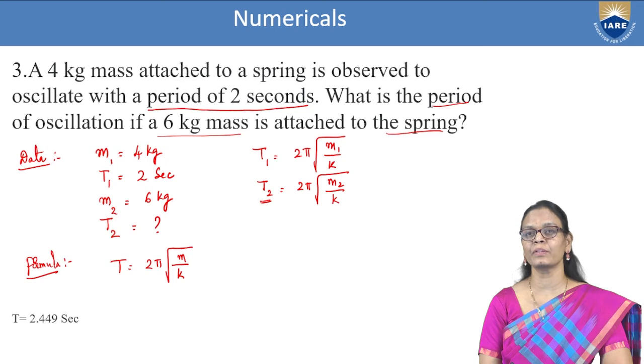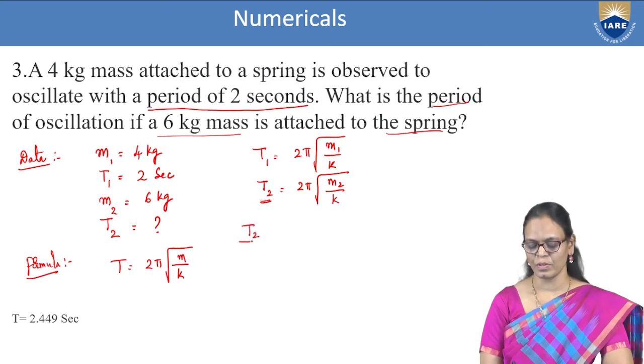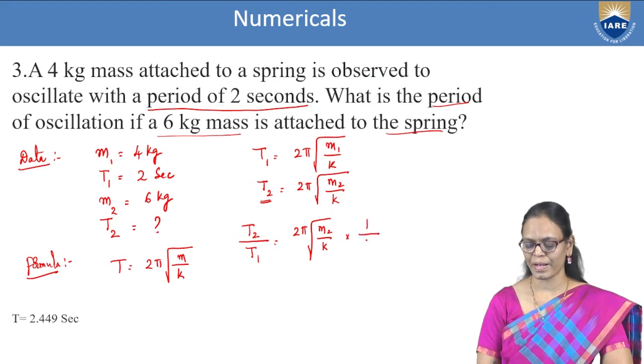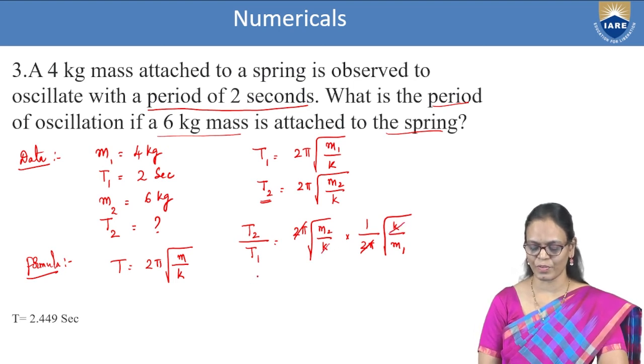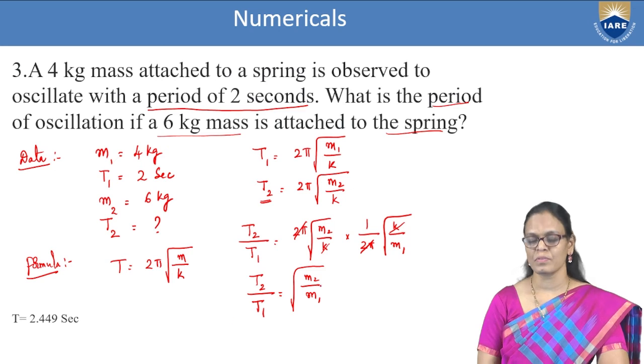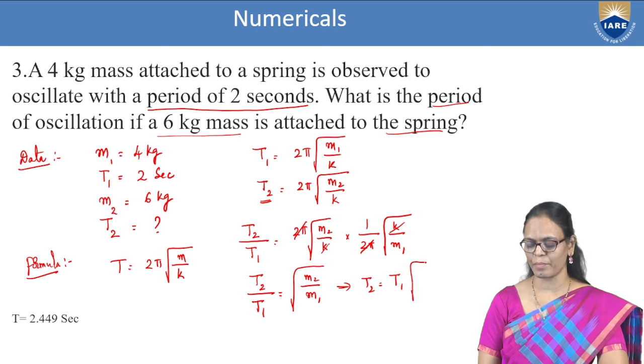Because we want to find T2, I will take the ratio of these two. T2 by T1 will be equal to 2 pi under root m2 by k into 1 by 2 pi under root k by m1. 2 pi will get cancelled. Root k will get cancelled. So what we have now is T2 by T1 will be equal to under root m2 by m1. So this implies T2 will be T1 under root m2 by m1.